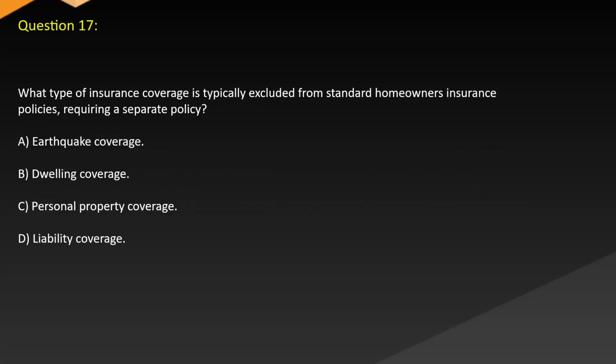Question 17. What type of insurance coverage is typically excluded from standard homeowners insurance policies, requiring a separate policy? A. Earthquake coverage. B. Dwelling coverage. C. Personal property coverage. D. Liability coverage.